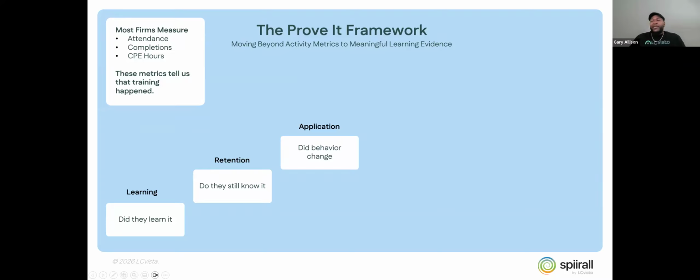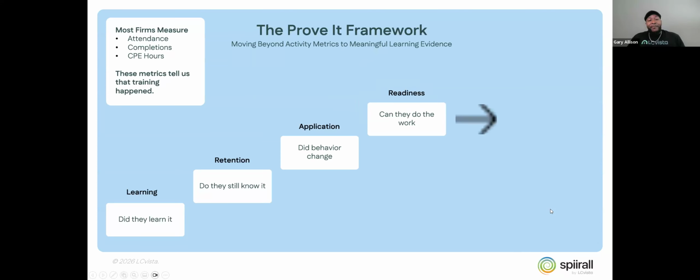The third step is application. Did behavior change? We're looking for evidence that learning is showing up in practice. And then the fourth step is readiness. Can they do the work? And we're looking for evidence that their performance is meeting expectations.